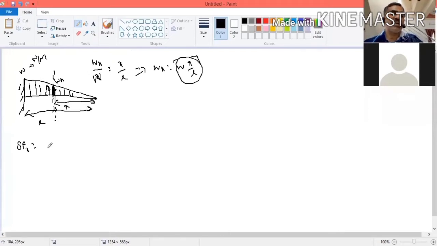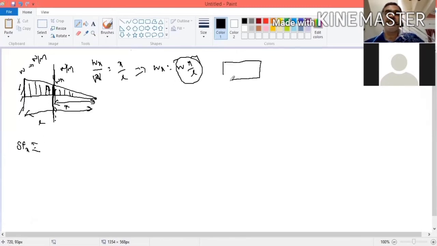Now I am going to find the shear force at this location. To find the shear force at this location, what you have to do? You have to take the load on the right side. So now you have a load like this, in triangular form. If it is in triangular form, then how to find the load? The Wx is Newton per meter.